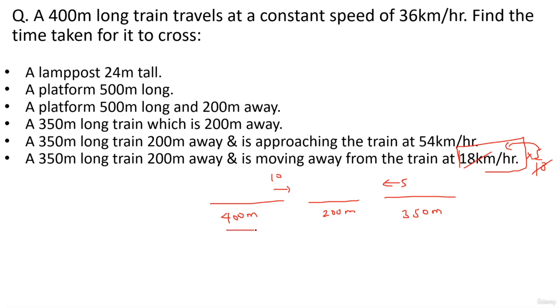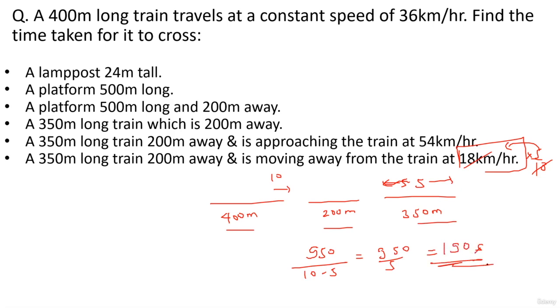So total distance is 400 plus 200 plus 350. As solved previously, it's 950 upon the relative speed. Here, moving away, sorry, so this 5 will be in the opposite direction, right? Opposite to what I had seen. So basically they are traveling in the same direction, right? So now relative speed will be what? 10 minus 5. So 950 you divide with 5, the meeting time is 190 seconds.